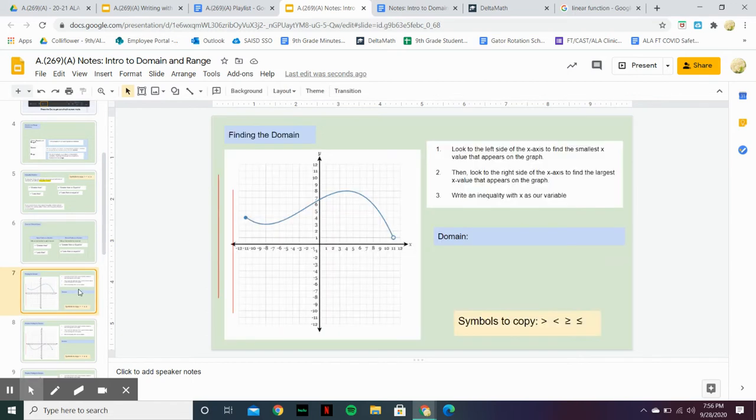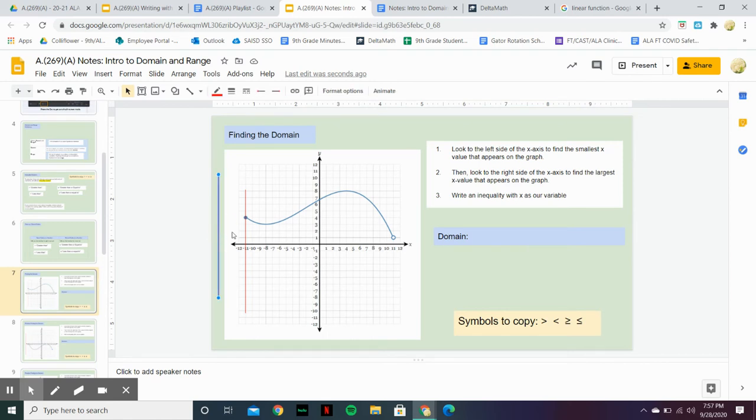So let's jump right in to finding the domain. So we are finding the domain, and our steps are right here, and we have our symbols to copy and paste. The first thing to do when you're looking for the domain of a function is to look to the left side of the x-axis to find the smallest x value that appears on our graph. So I'm going to take this red line, I'm going to move it to the smallest x value that appears on the left side of our graph. And so right there, it is -11.